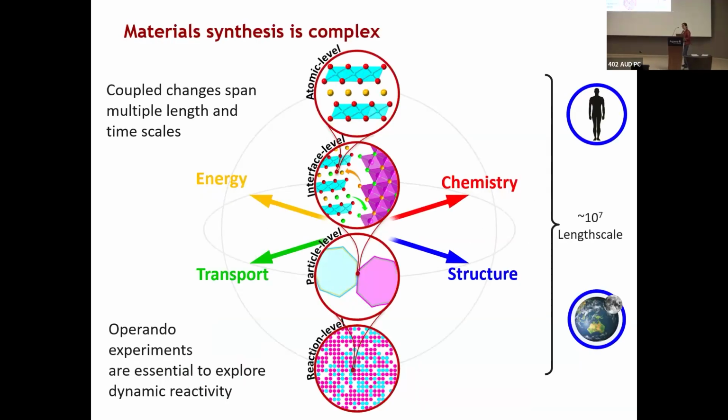And so finally, hopefully I've shown you that material synthesis is complex. We have coupled changes in chemistry and structure, energetics and transport that span from the atomic scale, the interface level, to the particle level, to the full reaction scale where we have heterogeneity that's evolving. So this is 7 orders of magnitude.